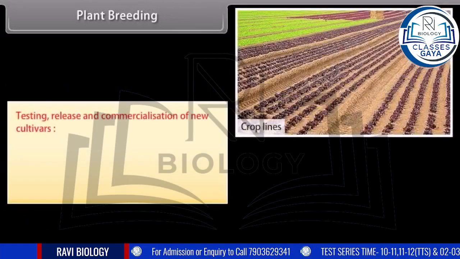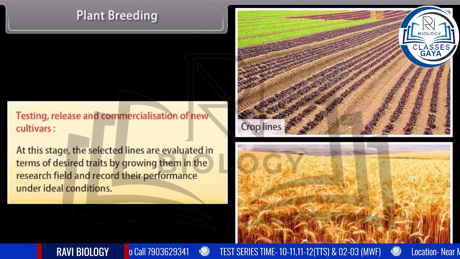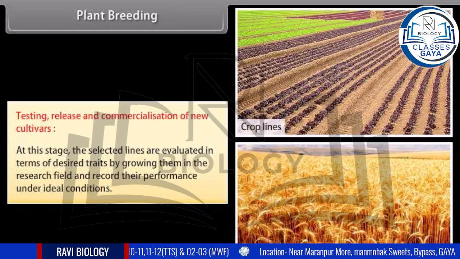Testing, release and commercialization of new cultivars. At this stage, the selected lines are evaluated in terms of desired traits by growing them in the research field and record their performance under ideal conditions.